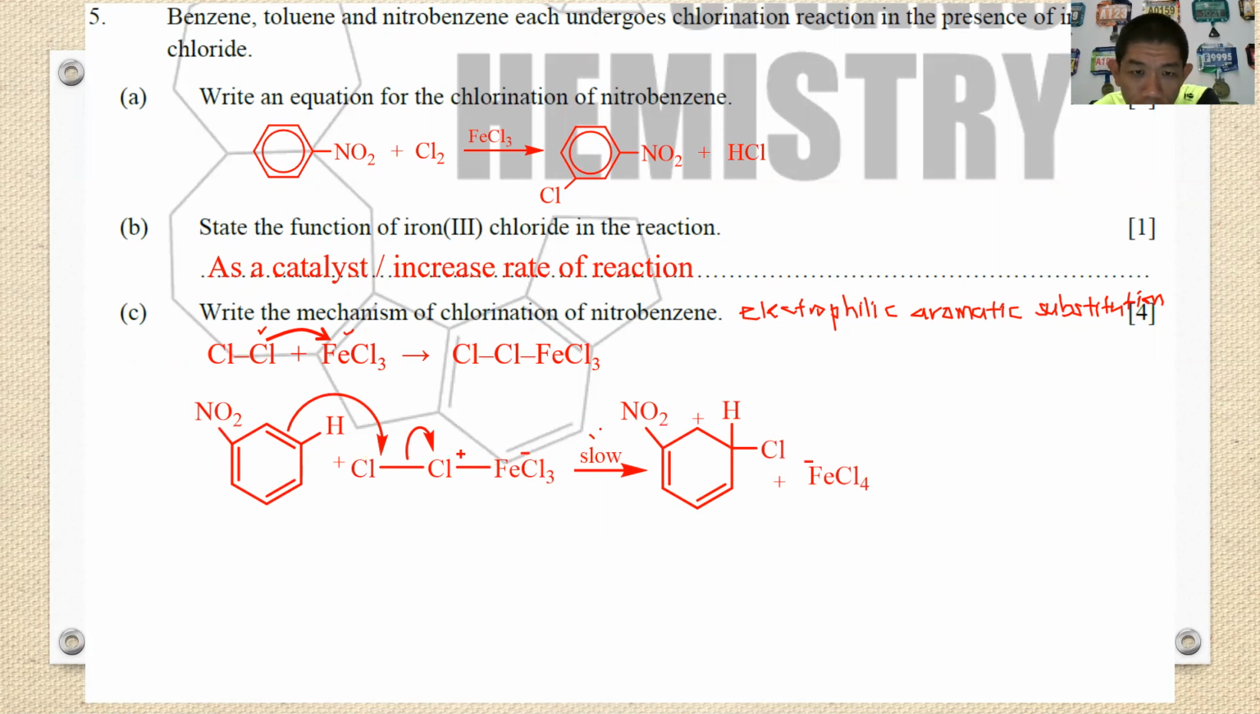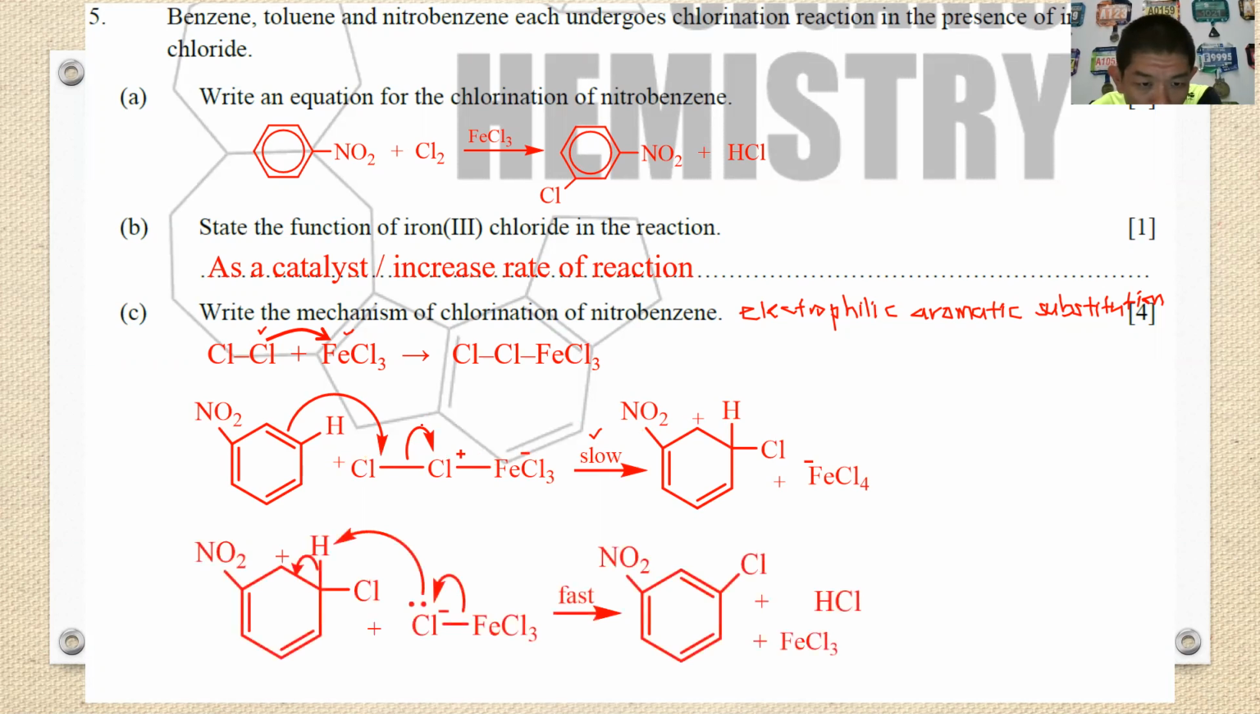So try your best to write the slow step inside here, okay? And finally, the last step is the deprotonation. The deprotonation is where the chlorine lone pair electron will attack the proton, and the proton will form back the double bonds to form the desired product. Okay, and this is a fast step. So that is how you should write the chlorination step by step.